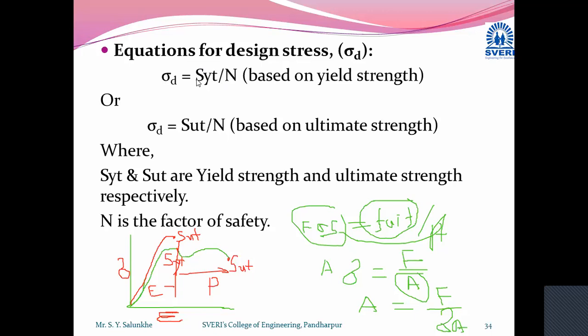So when we consider this ultimate tensile stress or yield tensile stress for designing, as a failure criterion, in that also you can reduce the particular stress which the actual component has to bear, and you can increase the factor of safety. Any question related to this slide?